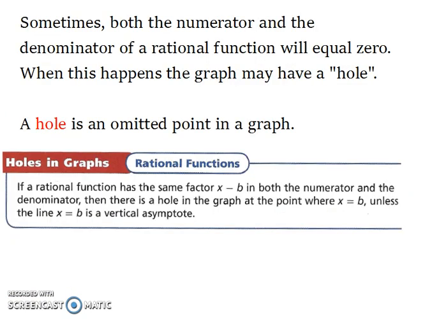Sometimes both the numerator and the denominator of a rational function will equal 0. When this happens, the graph may have a hole. A hole is an omitted part in a graph. So if a rational function has the same factor x minus b in both the numerator and the denominator, then there's a hole in the graph at the point where x equals b, unless the line x equals b is a vertical asymptote. Because it's a vertical asymptote, well, it already can't be there. So let's try.